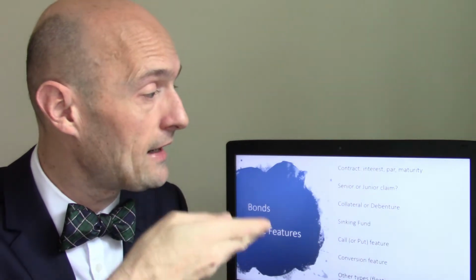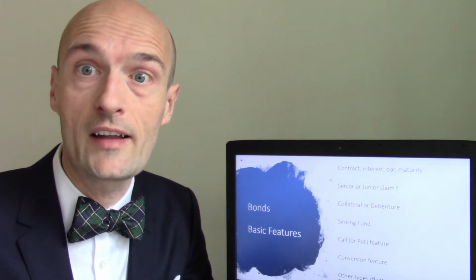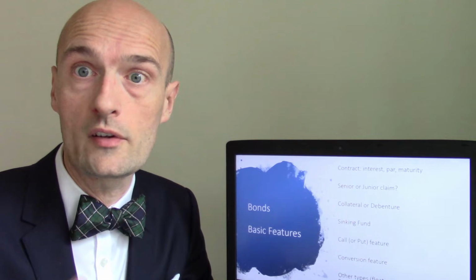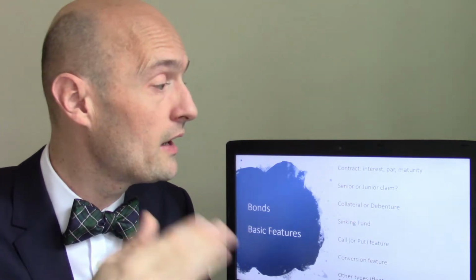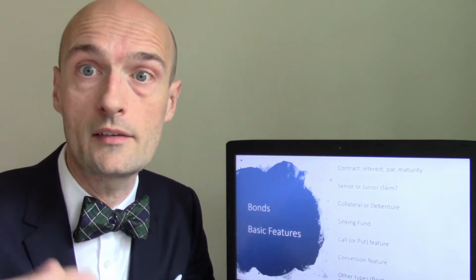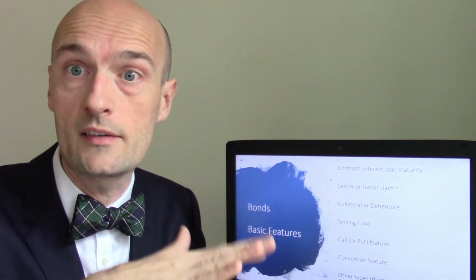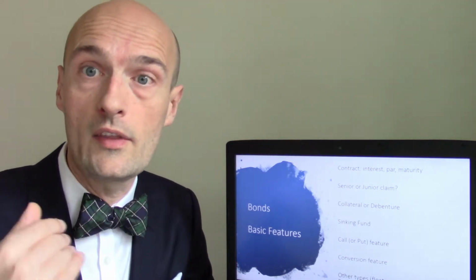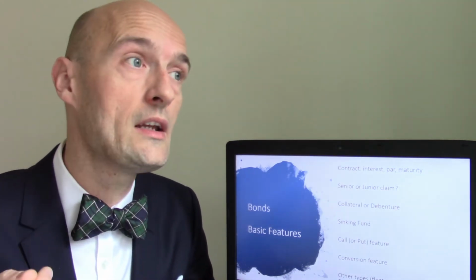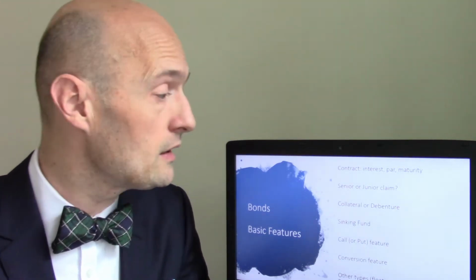A bond can be collateralized or be a debenture. Collateral is when certain assets are set aside for the bondholders, essentially to make the bonds more secure. And the debenture is essentially an unsecured bond. So there's no assets necessarily underlying the bonds, or nothing has been set aside to secure the bond. And so a debenture's value is purely based upon the creditworthiness of the issuer.